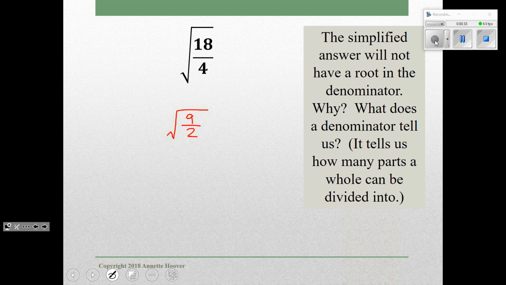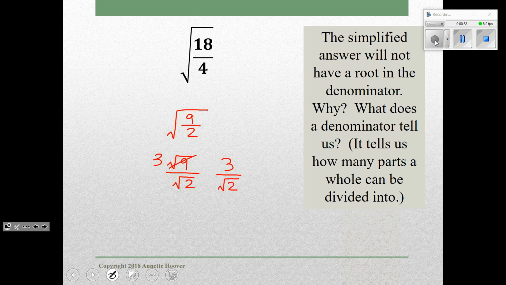Now let's look and see. When you have a fraction under a radical sign, it is the same thing as having the square root of 9 on top and the square root of 2 on the bottom. We know that 9 is a perfect square, so we can take the square root of 9, which is 3. So now we have 3 divided by the square root of 2.